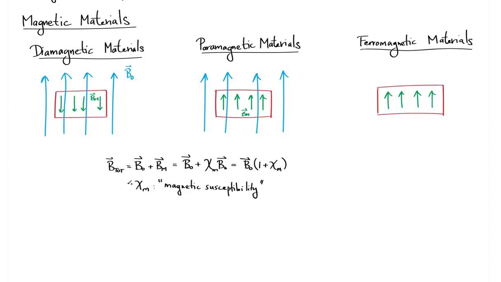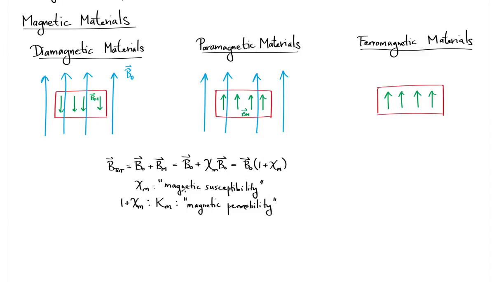And then there's another quantity, which is basically 1 plus chi sub m, which we call kappa sub m. And that is the magnetic permeability. Okay, it's a little confusing. I'm not sure why we decided to have two different quantities that basically tell you the same thing. I probably spelled this wrong.